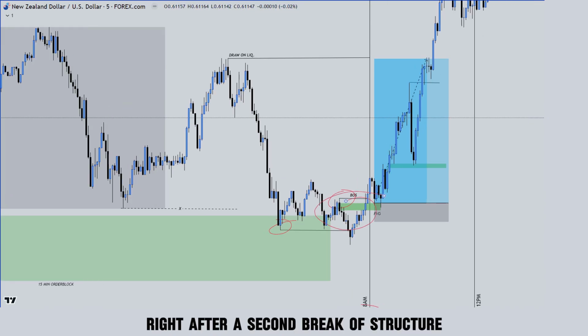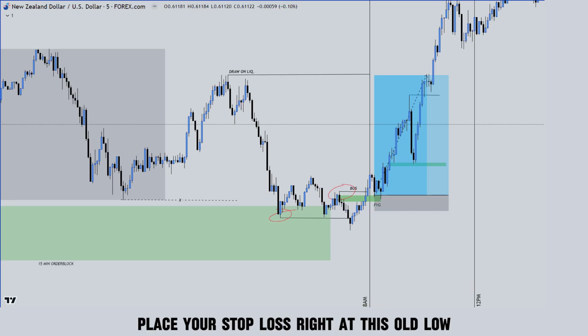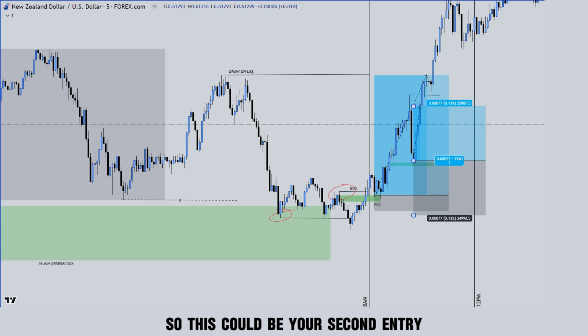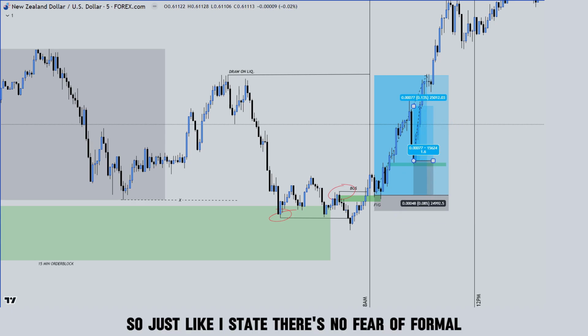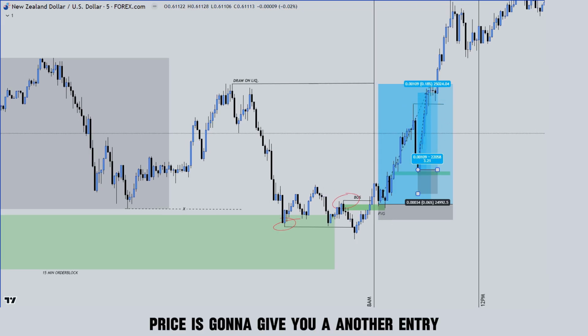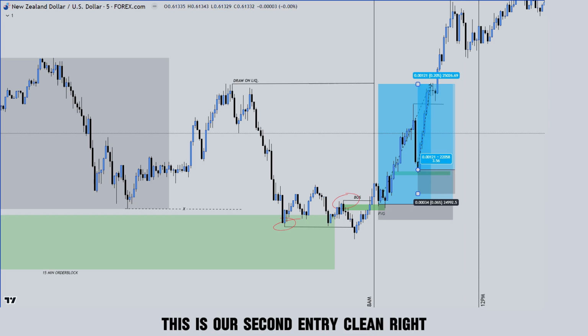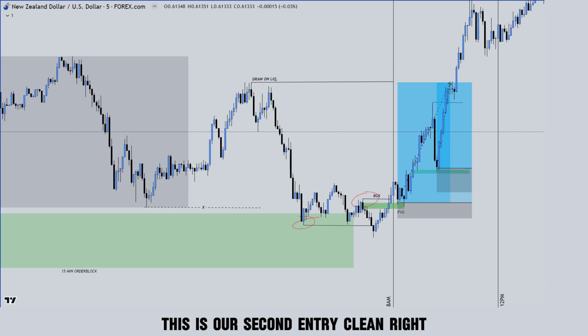after a second break of structure, price pulls back inside this second fair value gap aligned with this broken old high right here. So we just place your stop loss right at this old low. So this could be your second entry. So just like I stated, there's no fear of FOMO. After every break of structure, price is going to give you another entry. So just like we see right here, this is our second entry, clean. So now let's look at another chart.